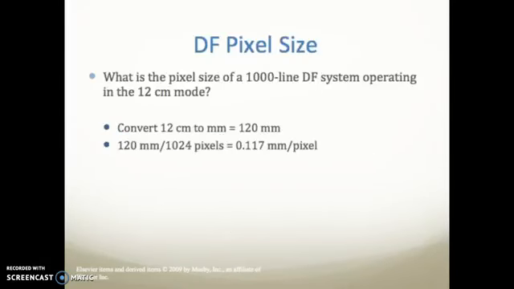Here's an example. What is the pixel size of a 1,000 line DF system operating in the 12 cm mode? You convert the 12 cm to millimeters, which is 120 millimeters, and you divide the 120 millimeters by the 1024 pixels, which gives you a 0.117 millimeter pixel.